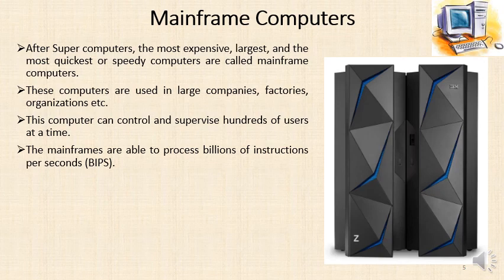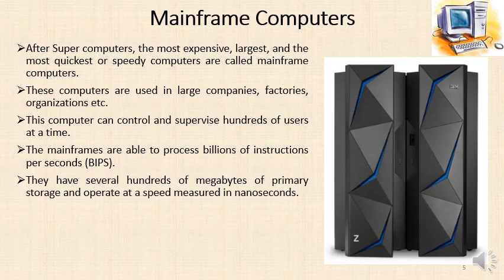So as compared to the supercomputer, it is less speedy, but still it is the second most powerful computer. These are considered the second most powerful computers after supercomputers, because they are able to process billions of instructions per second. They have several hundreds of megabytes of primary storage and operate at a speed measured in nanoseconds.